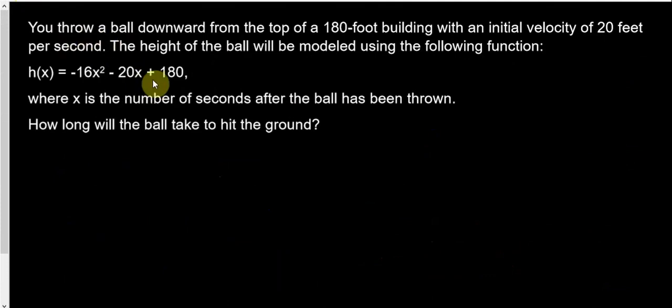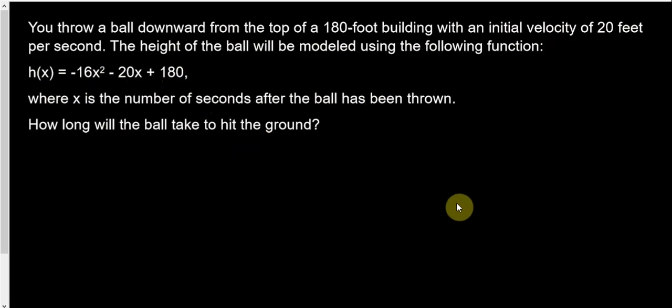So let's say you're on top of a building and you throw a ball downward. Say the building's a 180-foot tall building, and you throw it with an initial velocity of 20 feet per second. The height of the ball will be modeled using this following function. H for height, h of x is equal to negative 16x squared minus 20x plus 180. X is the number of seconds after you let go of the ball. How long will it take the ball to hit the ground?